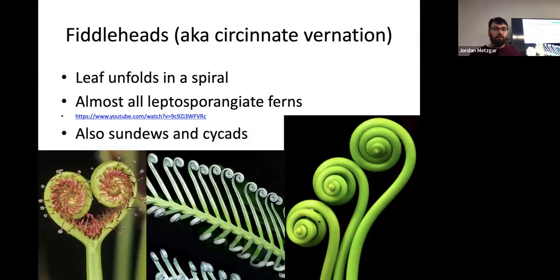This is true of just about all the leptosporangiate ferns. It's a really good field character if you're trying to tell if something's a fern, because there are a couple other groups of plants that do this, but most of them are either sundews, tiny little plants covered with gooey red hairs that eat insects, or they're cycads, which are tropical. So if you're outside and the plant's not covered in slime and red hairs, and you see one of these fiddleheads, it's a fern. It's a really nice character for being able to tell most of the ferns in our area.